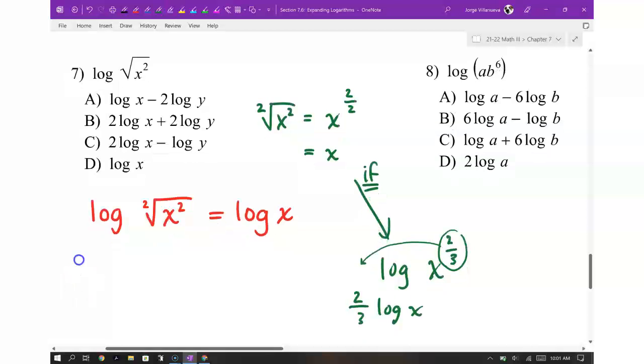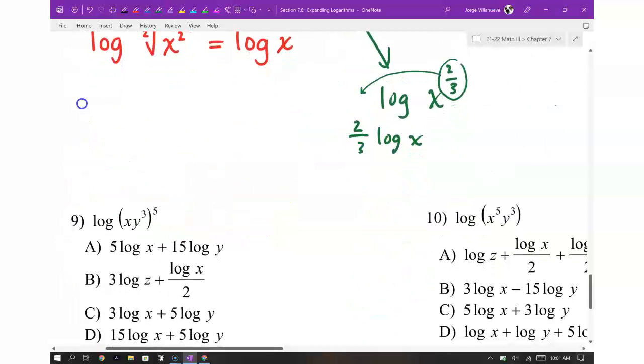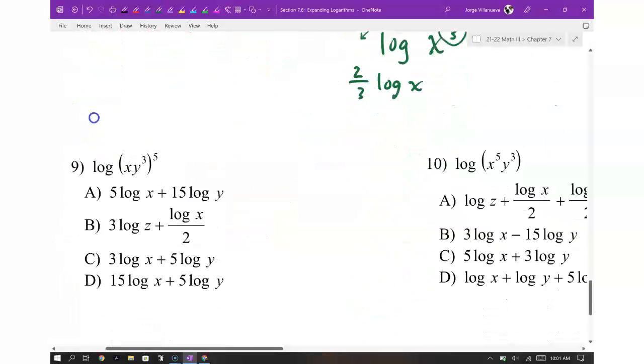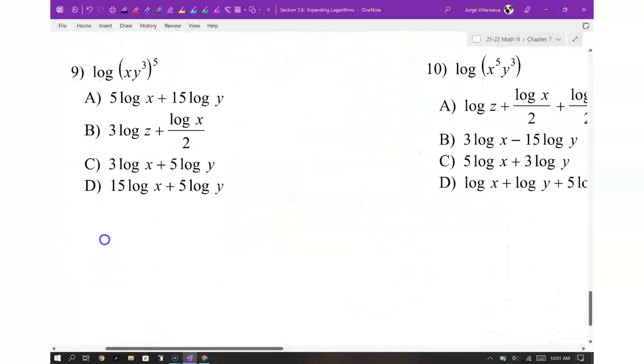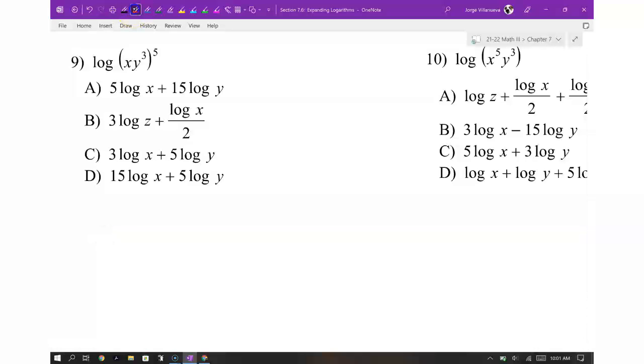So let me see number 9. Okay, so number 9 is still good. So we're not going to go back and do number 6. We're going to do number 9, because this is kind of like number 6, just that 6 was division. This is multiplication. Log of x, y to the 3rd, to the 5th.